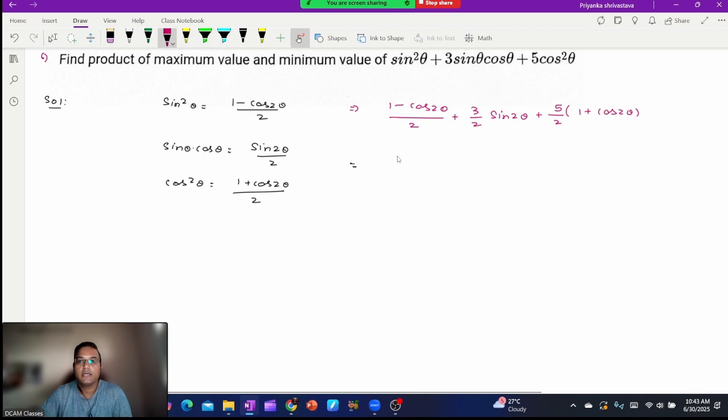So we try to simplify it. It will become 5 by 2 plus 1 by 2, it is 6 by 2, it is 3, plus 5 minus 1 by 2 into cos 2 theta. For your simplification, let me write it like that. 5 plus 1 by 2, 5 minus 1 by 2 plus 3 by 2 sine 2 theta. Now this has become 3 plus 2 cos 2 theta plus 3 by 2 sine 2 theta.